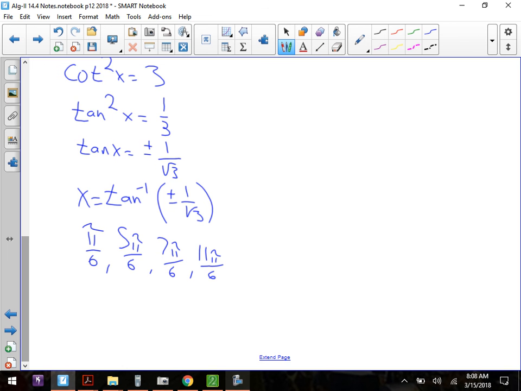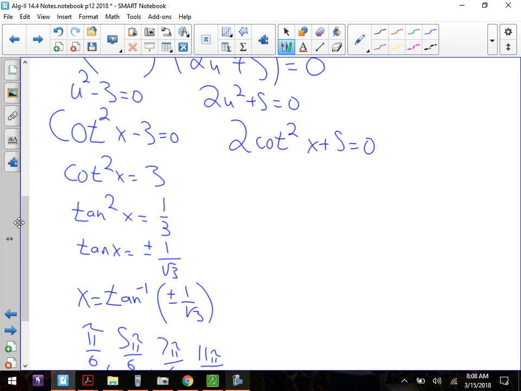Okay, other part. The other part is terrible. Watch what happens, though. You subtract 5, divide by 2, you get cotangent squared x equals -5/2. Can't do anything about that now. And you're right, because you can't take the square root of a negative. Hey, I hate to break it to you, we're not going to do imaginary trig functions. Oh no.